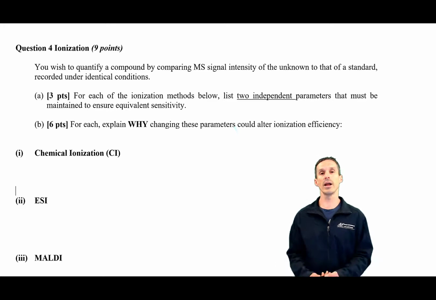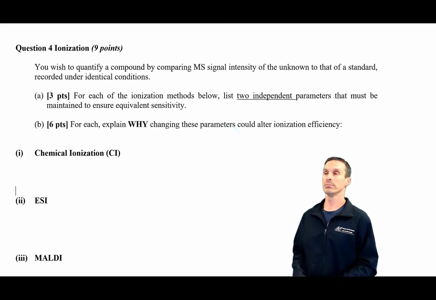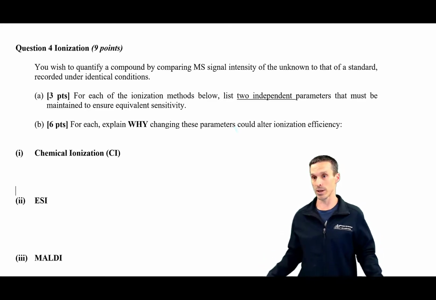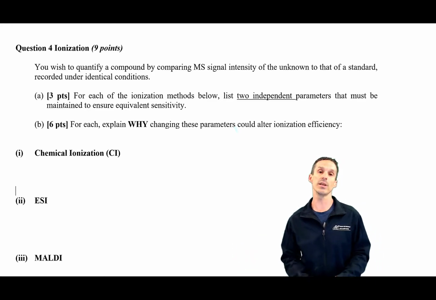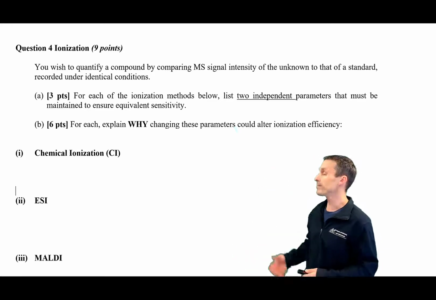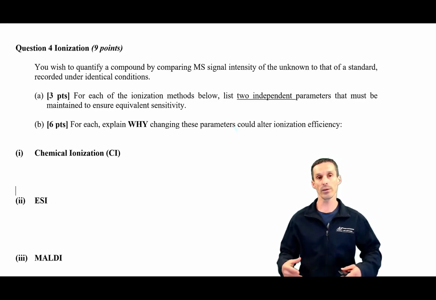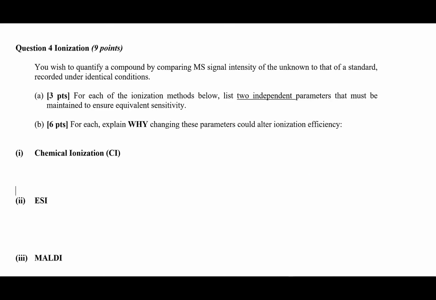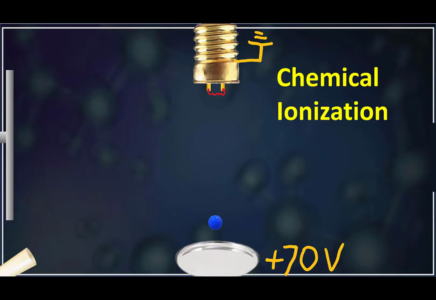So with quantitative analysis, one of the things we care about a lot is that everything's going to be staying the same. You want to trust the signal, it needs to be stable. So if you're using these different types of ionization sources, we want to think about the parameters that make things ionize more or less.